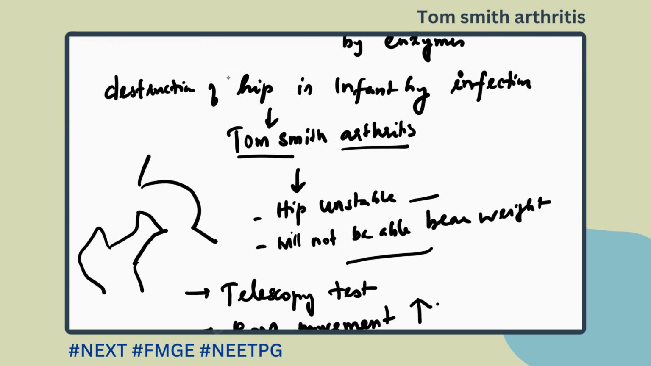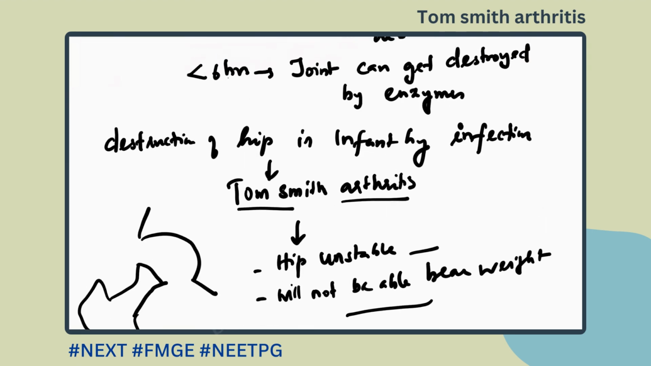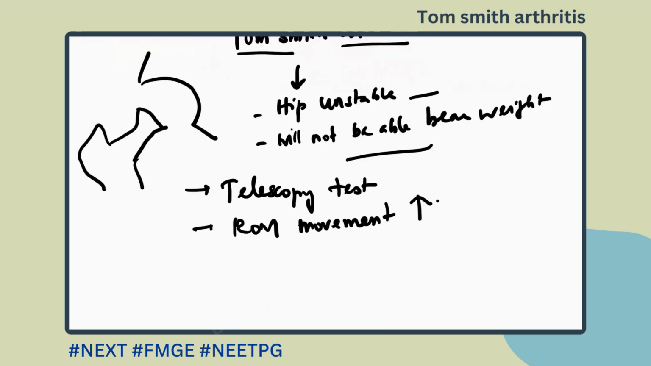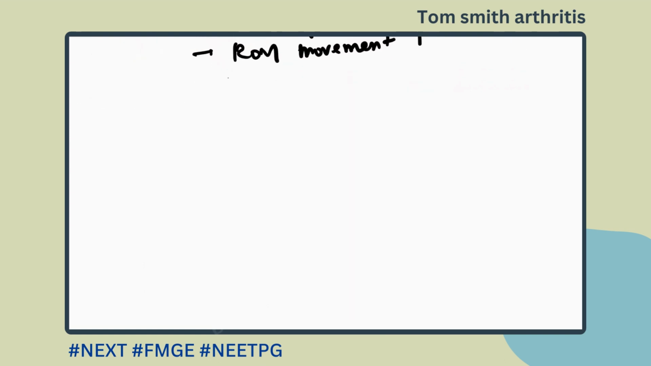So this is about Tom Smith arthritis. So you should just know what is called as Tom Smith arthritis. Septic arthritis of infants is called as Tom Smith arthritis. Okay. So this is about the various important topics from pediatrics. So we'll go into the next topic.